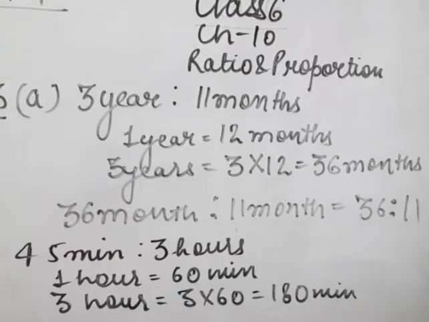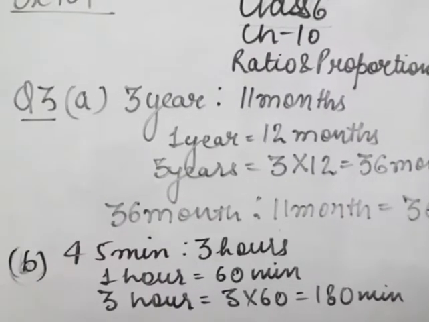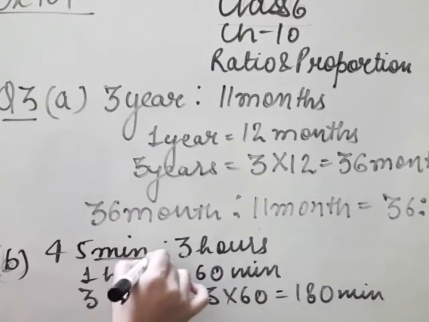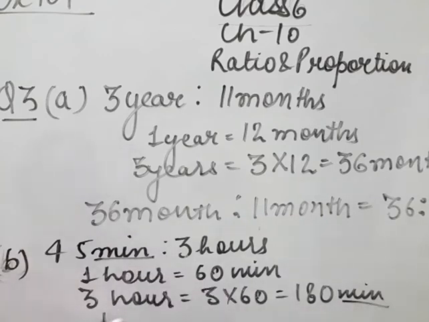Now let's look at part B: 45 minutes ratio 3 hours. As you know, 1 hour is equal to 60 minutes, so 3 hours is equal to 3 into 60, that is 180 minutes. In place of 3 hours we write 180 minutes, so we have converted the ratio into the same unit. We will write 45 minutes ratio 180 minutes.